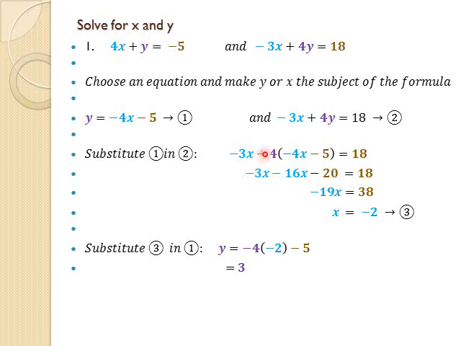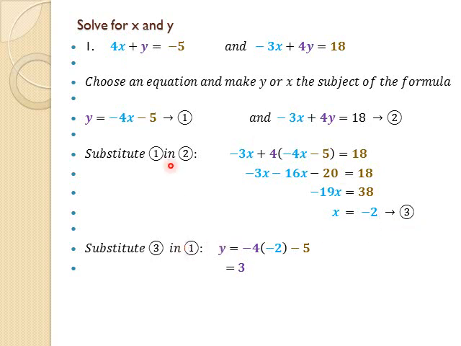Right, minus 3x, 4 times negative 4x would give me negative 16x. 4 times negative 5 gives me negative 20 equal 18. Minus 3x minus 16x gives me minus 19x. If I take negative 20 across, becomes plus 20. So 18 plus 20 gives me 38. We always divide by the coefficient in front of x, so 38 divided by negative 19 will give me negative 2. So now I have a third equation, x now there equal negative 2.